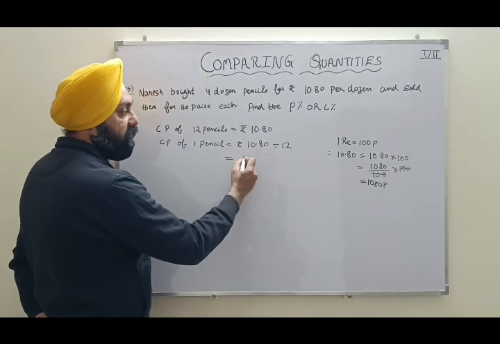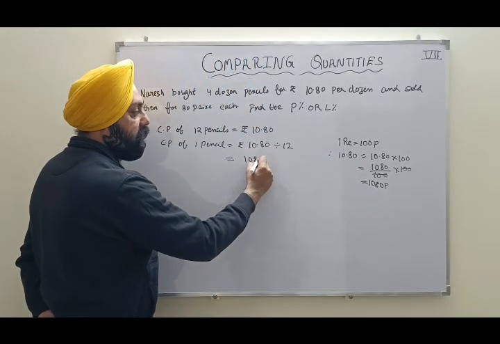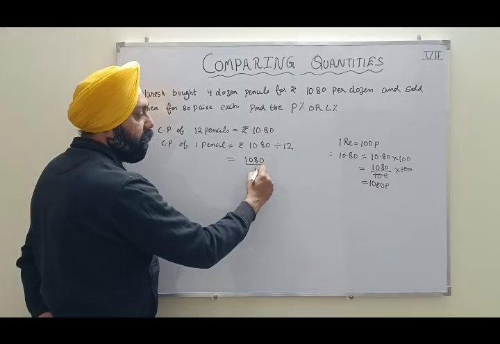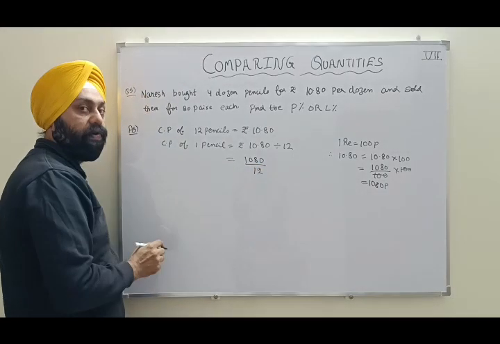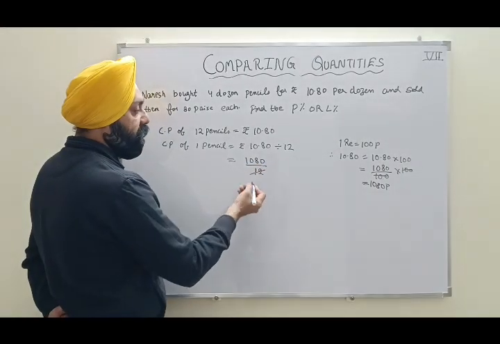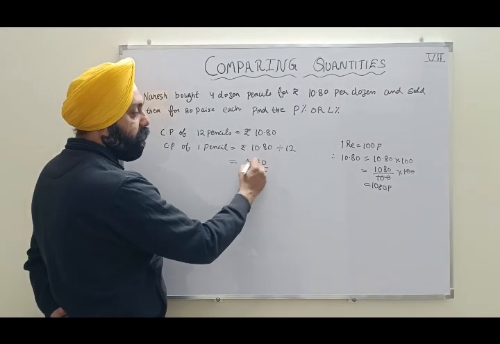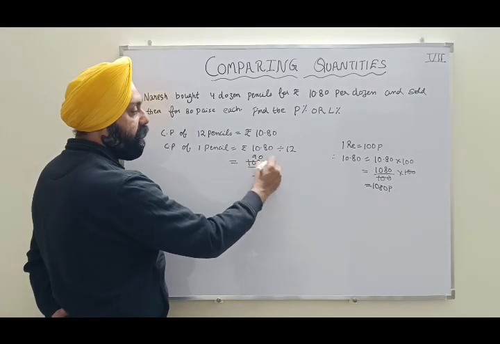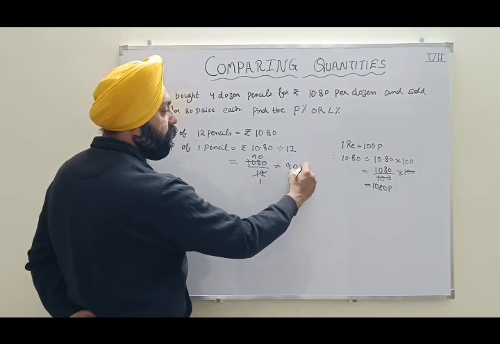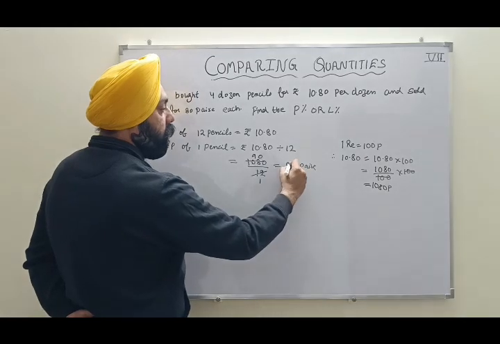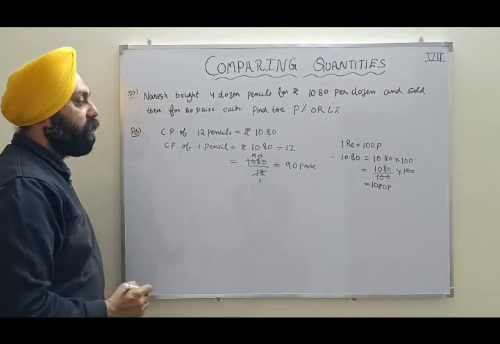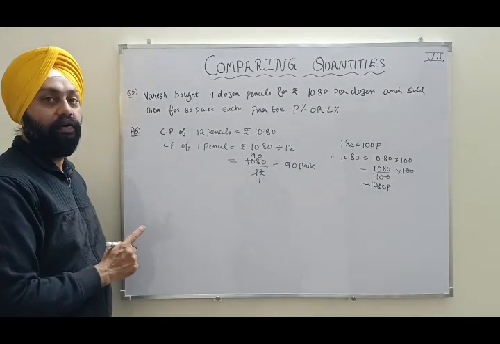So in place of this we can write 1080 paisa divided by 12. Now 12 and 108 are divisible with each other. 12 ones are 12, 12 nines are 108, so we can write it as 90 paise. So the cost price of one pencil is now 90 paise.